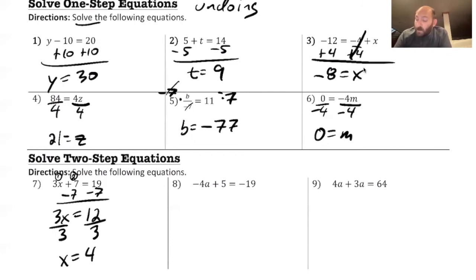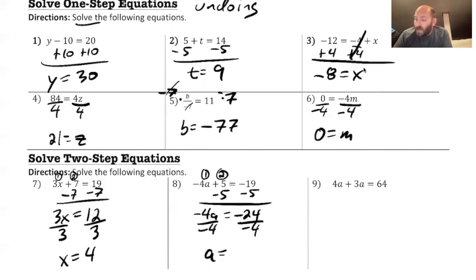Okay, real quick, I just like to figure out, in number 8, the first thing that's happening to a is that it's multiplied by -4. Then it's being added by 5. That's the second step. Again, those are the operations of the order of operations for a. So my solving is going to undo that. I have to reverse this, so I'm going to subtract 5. So -4a is equal to -24. And then I can divide both sides by -4. So a is equal to a positive 6.